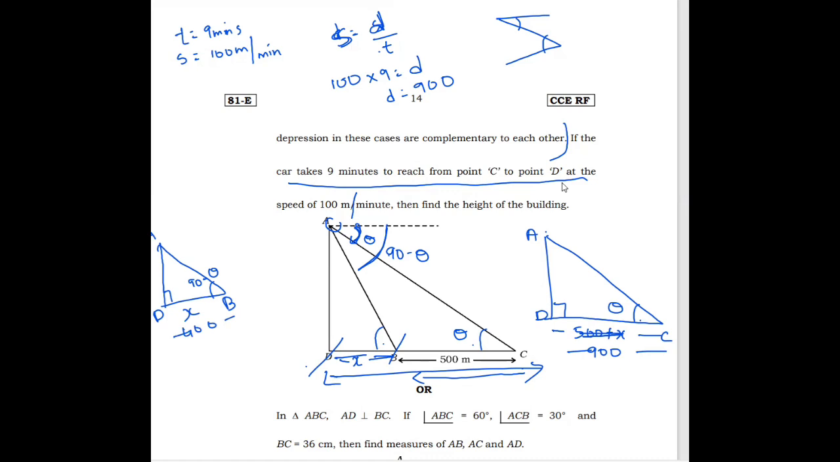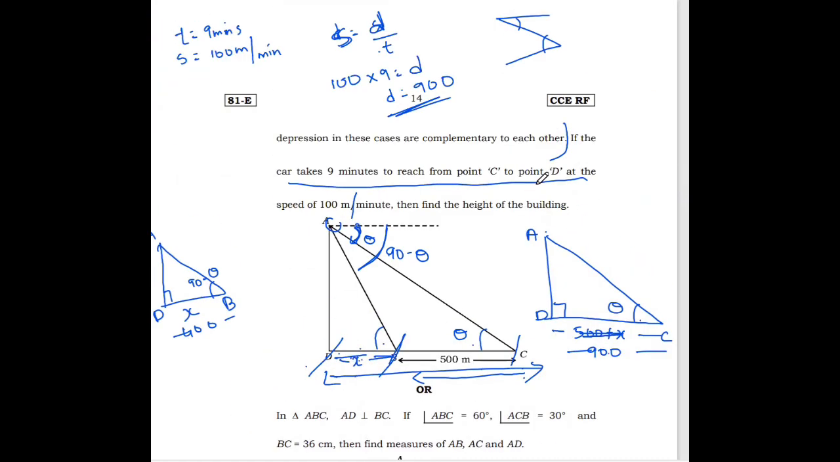Hopefully you understood. Now when I solve this, they're telling that from C to D, it will move at this speed. So I use the concept speed is equal to distance by time. The distance from end to end is 900. 500 is already given, which is gone. Remaining is 400. 400 plus 500 is 900. So the bigger triangle has base 900, and the smaller triangle has base 400. These are the two triangles which I broke apart.